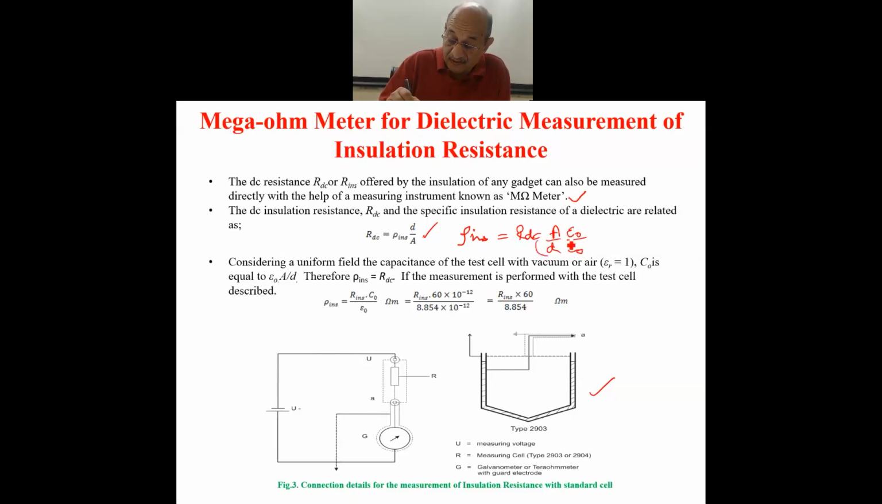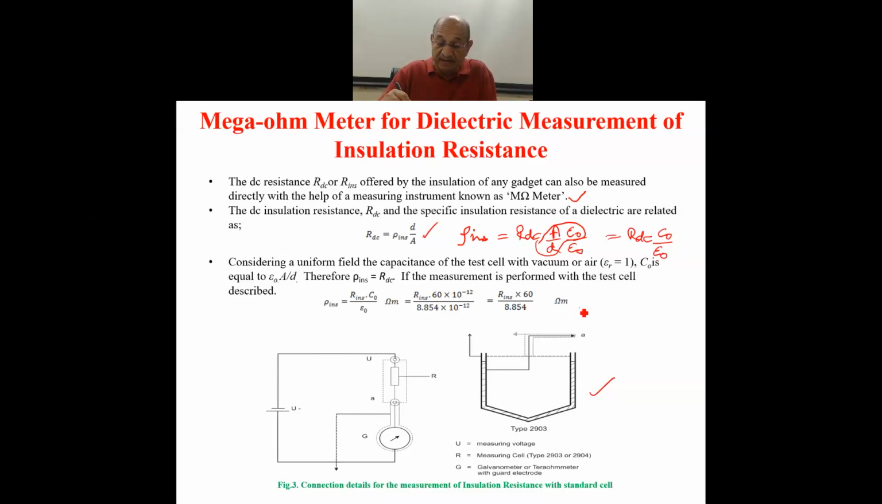This forms the capacitance C naught. If instead of oil, you fill the standard capacitor with air, considering relative permittivity epsilon r to be 1, this forms C naught. So this is equal to R dc times C naught by epsilon naught. Unit C naught by epsilon naught, and that is what has been done here.